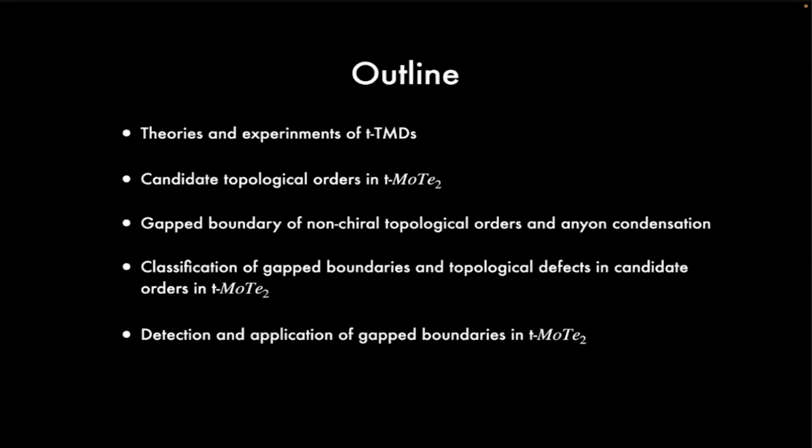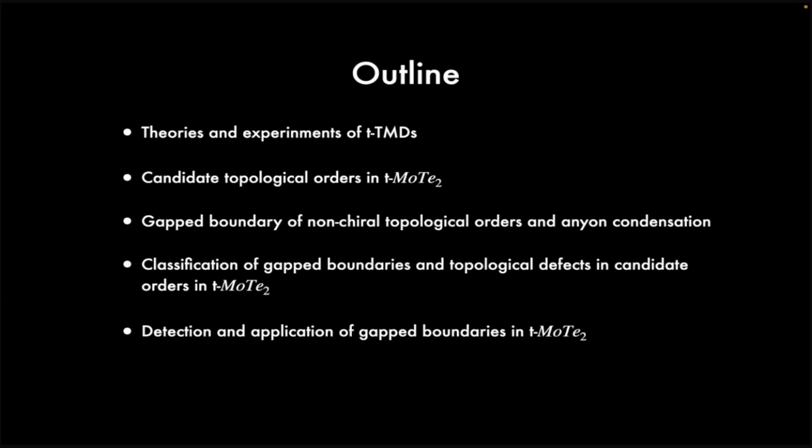This is the outline of my talk. I will start by reviewing some basics of theory and experiments of twisted TMD materials. Then I will very briefly review the proposed candidate orders in twisted molybdenum ditelluride. Then I will review the theory of gap boundaries of non-chiral topological orders and its relationship to anyon condensation. After that, I will present a classification of gap boundaries and topological defects in the candidate orders in twisted molybdenum ditelluride. Finally, I will discuss the detection and application of the gap boundaries in twisted molybdenum ditelluride.